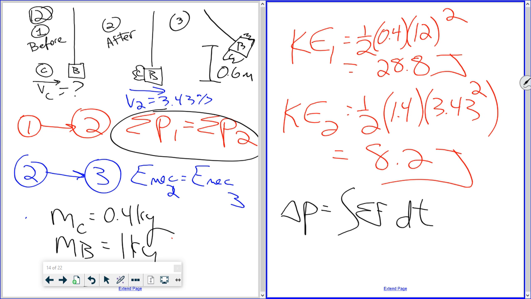Cool? All right, well, while we're talking about it, how about from drawing 2 to 3? Which one is the bigger impulse from drawing 2 to 3? Which one has the bigger change in momentum, the bigger impulse from drawing 2 to 3? The block or the clay, or are they the same again?